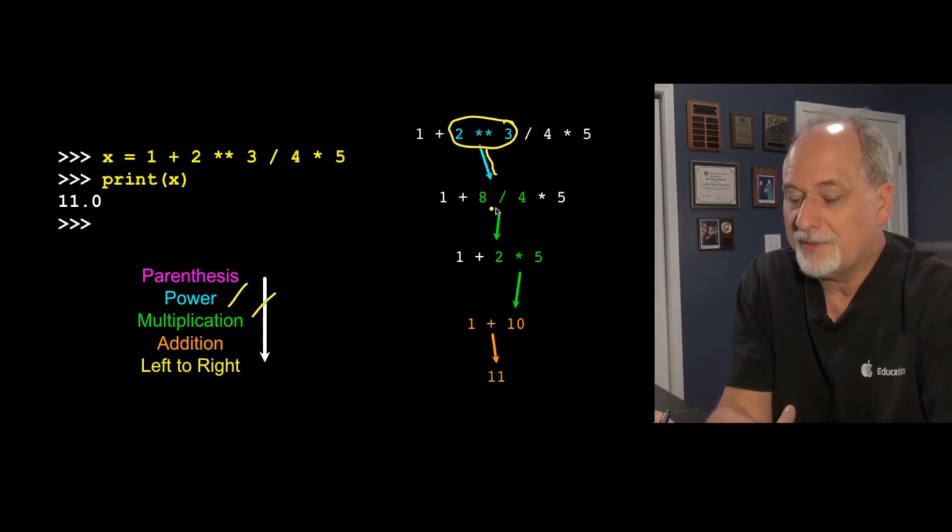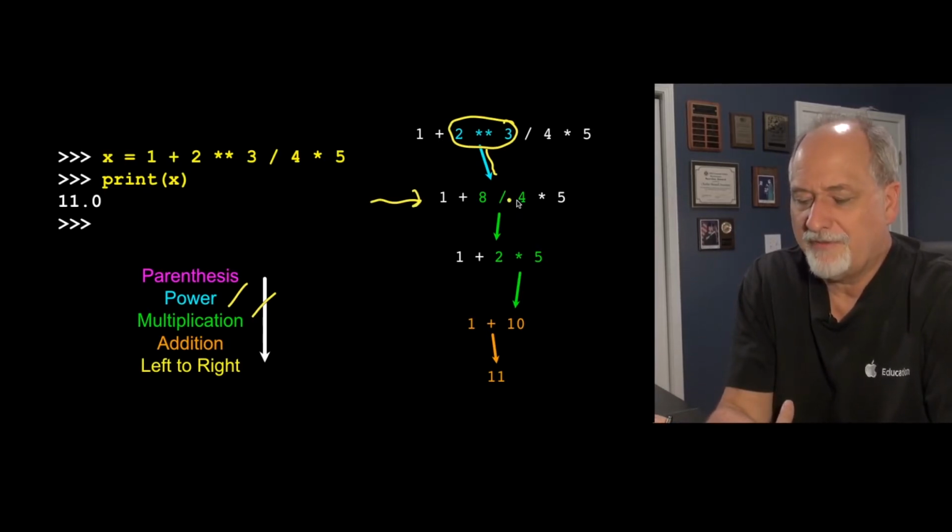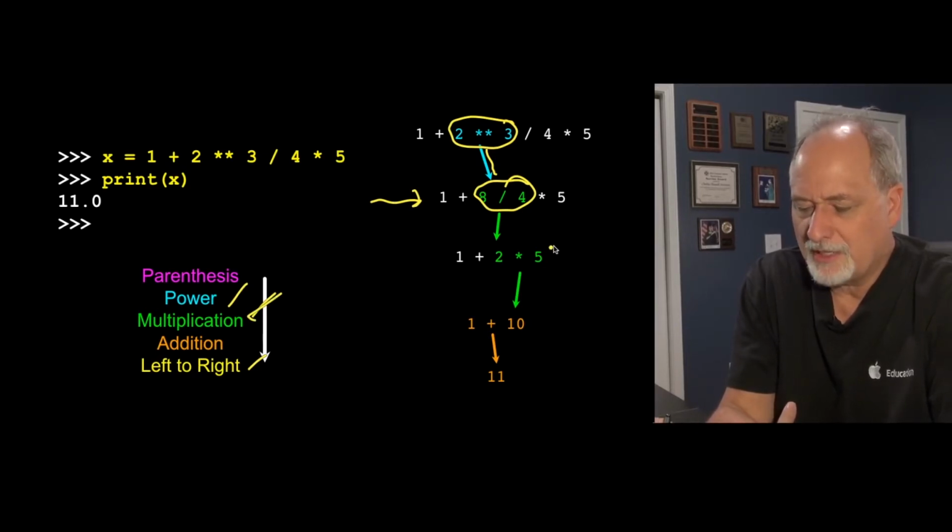And there is both multiplication and division. They're equal. They're at the same level. And so what happens is they're done left to right. 8 divided by 4 happens before 4 times 5. The fact that it's not 4 times 5 but instead 8 divided by 4 is because of the left to right rule. So then this gets rewritten to be 1 plus 2 times 5, and this one, multiplication, is the top one, so that is done next.